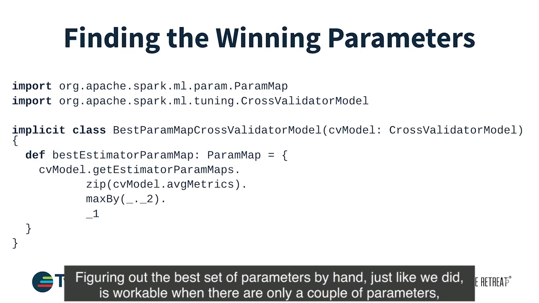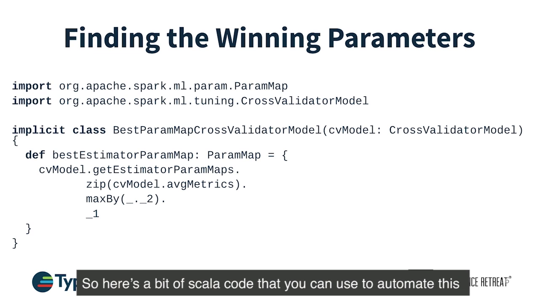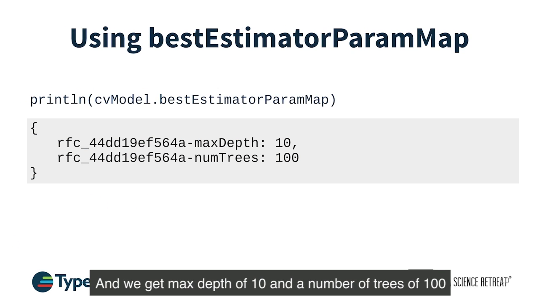Figuring out the best set of parameters by hand, just like we did, is workable when there are only a couple of parameters, but when there are more parameters or more values being tried, this exercise gets tedious pretty quickly. So here's a bit of Scala code that you can use to automate this. This method pairs each parameter map with its corresponding score. It finds the pair with the highest score and returns the parameter map from the winning pair. And we get a max depth of 10 and number of trees of 100.